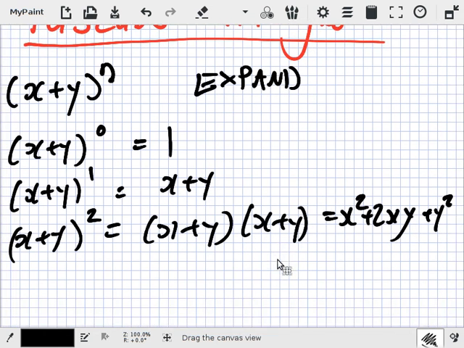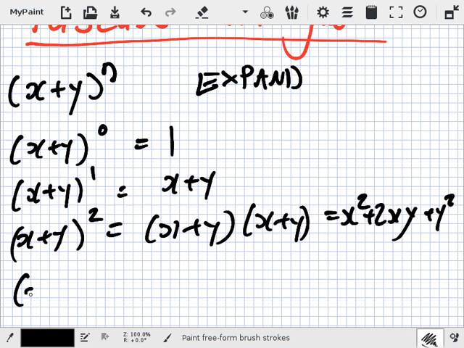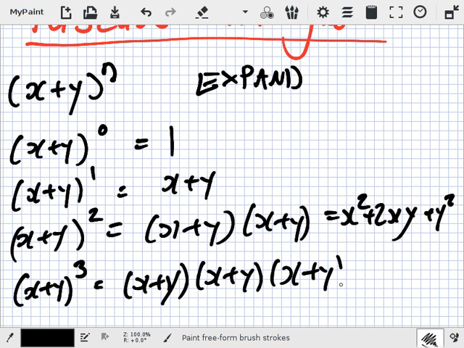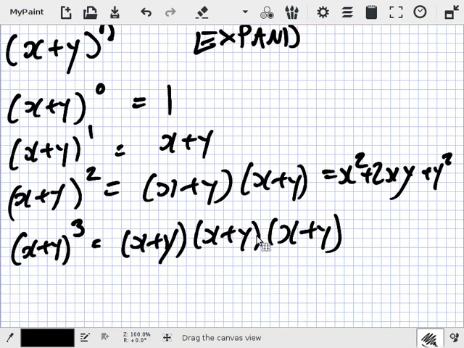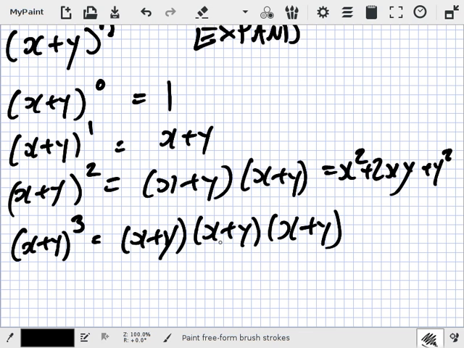Now, it starts getting a little bit harder after that. So, if you have x plus y cubed, it would be x plus y times this. And we can kind of see where this is going. If I was to multiply this out, how many multiplications would that be? What would you have to do? You'd have to do first with first, first with second, second with first, and second with second. So that's 4 multiplications. And when you multiply this, it'll make a quadratic, which will have 3 terms.